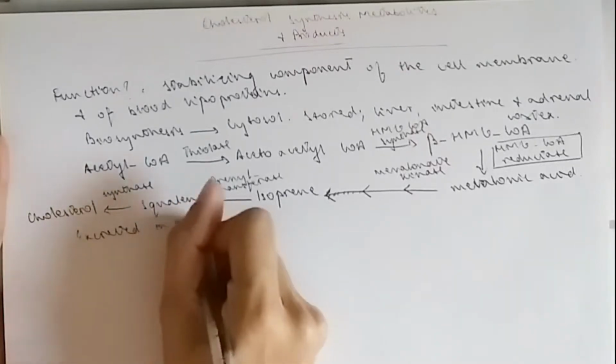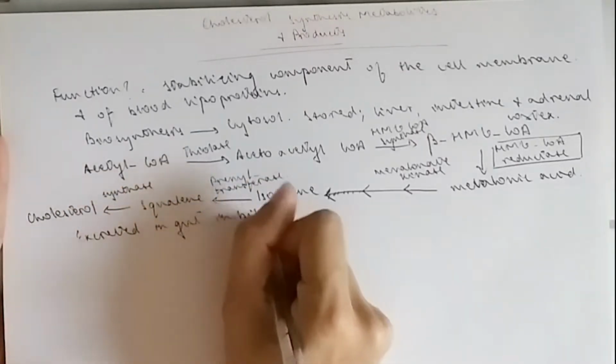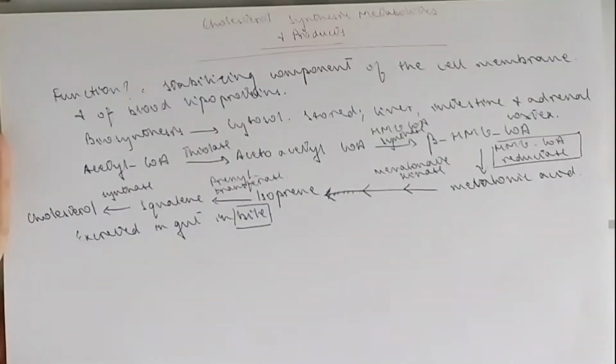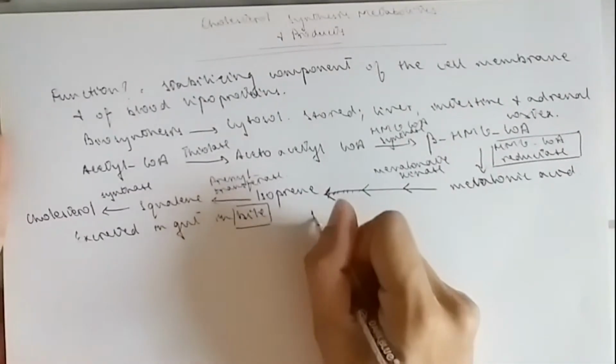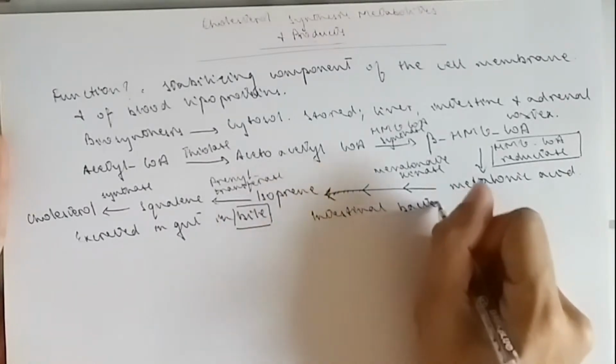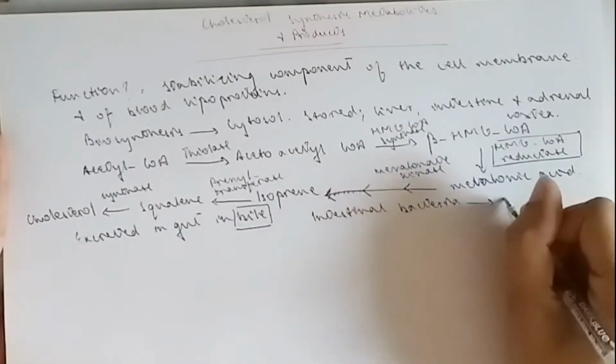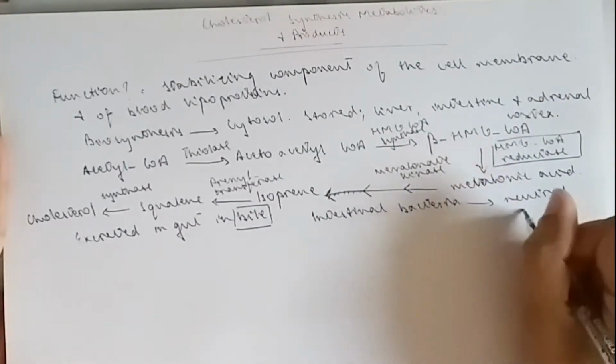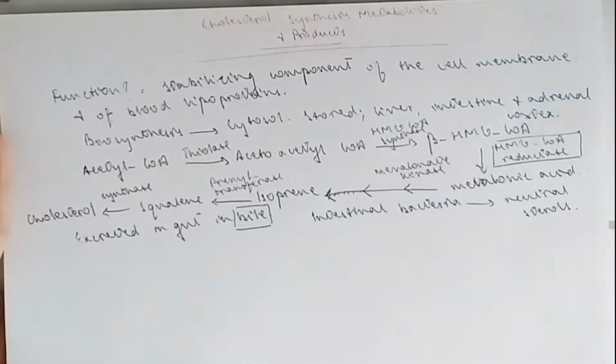Now a bit about the cholesterol excretion. So it is excreted into the gut in bile. Here it's converted to neutral sterols, which can be coprostanol and cholestanol. And this is done by the intestinal bacteria.